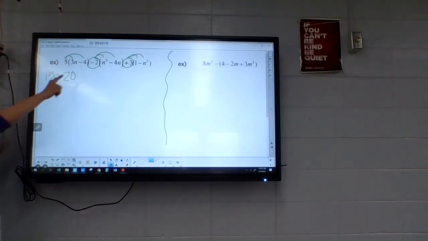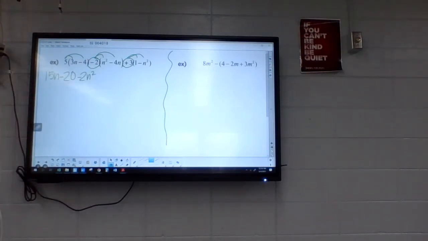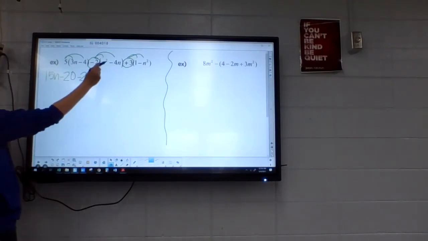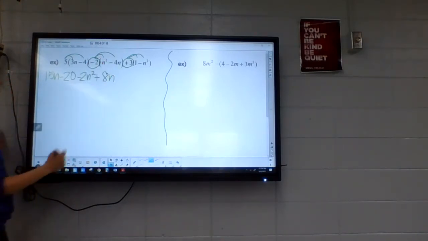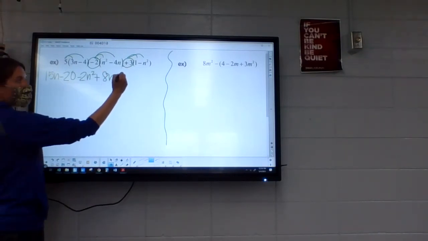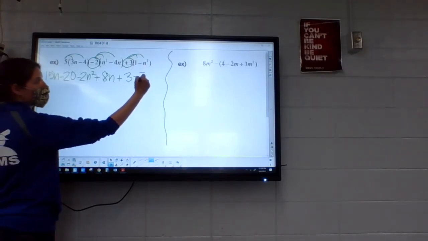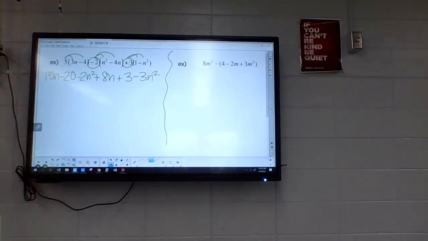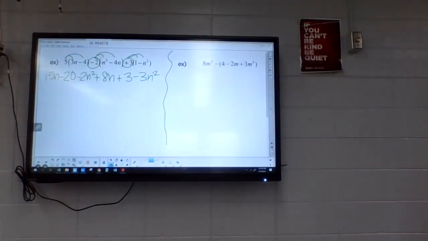Then I have this negative 2. And then negative is going to be a positive. It'll be 8n, right? 2 times 4. And this is a positive 3. And that 3 is going to become negative 3n squared here. Take a minute to make sure you guys are okay with what we got there. And I believe I solved it. Okay, so now we'll combine our like terms.